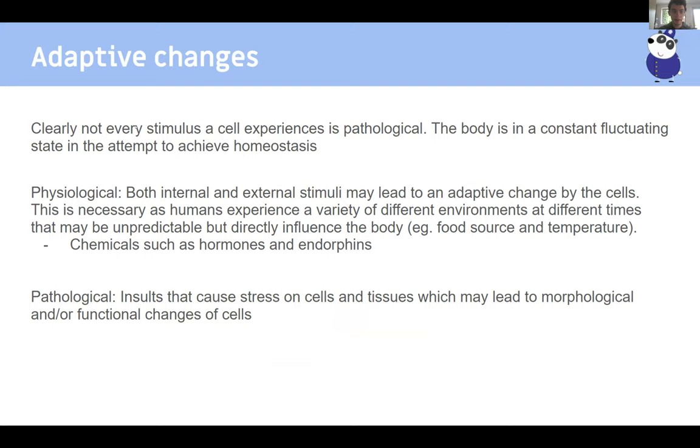Obviously, not every stimulus change in the body is pathological. The body is in a constant state of fluctuation in the attempt to reach homeostasis. See the chat. When will the injury lead to apoptosis? Usually a sudden acute injury is going to lead to necrosis. The word injury itself kind of implies necrosis because it's implying it's uncontrolled. But sometimes your immune cells will see that other cells are infected or injured and they're going to initiate apoptosis, for example, in virally infected cells.